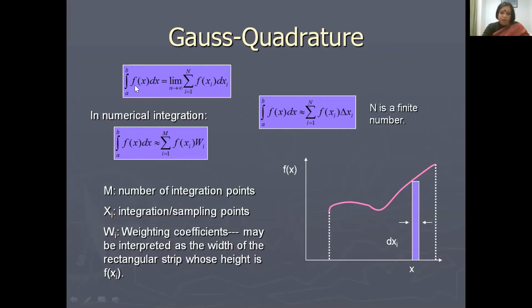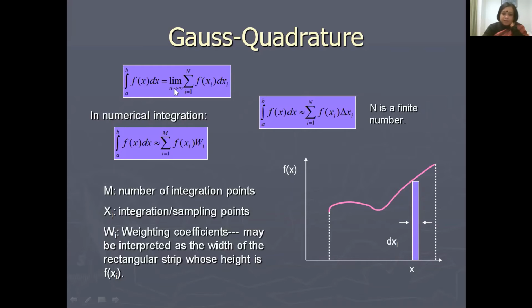So if you have a function f(x), this pink line is your function f(x), which is an arbitrary function. I don't know what kind of function it is, and I need to integrate it over the domain a to b. Let's say this is a and this is b. To perform this integration from a to b of f(x) dx, I say that the integral from a to b of f(x) dx is equal to the limit of the summation of f(xi) dxi over i equal to 1 to capital N, in the limit that small n tends to infinity.